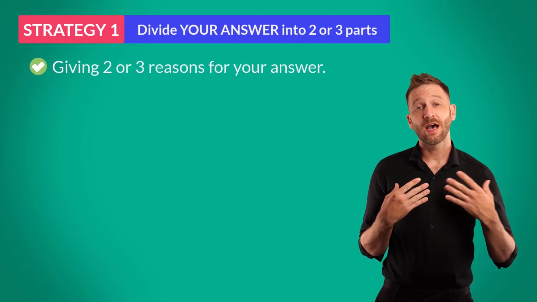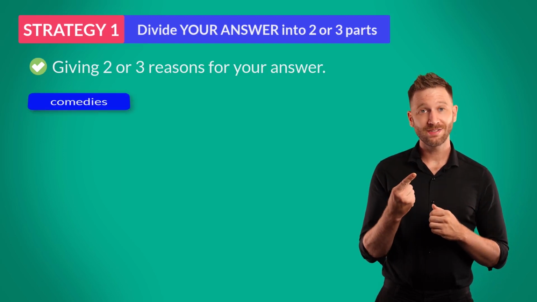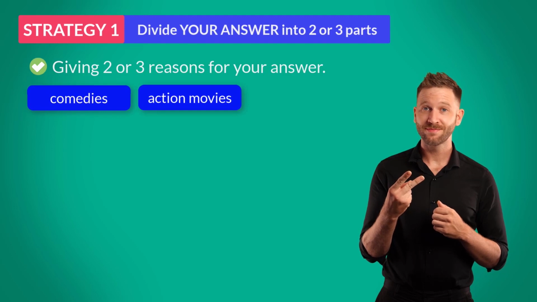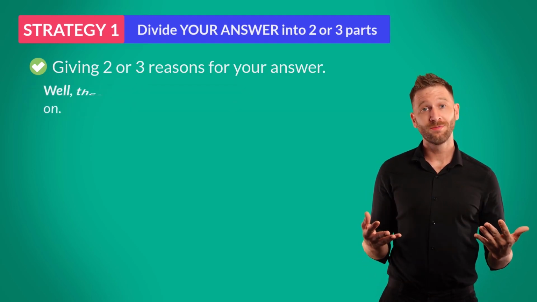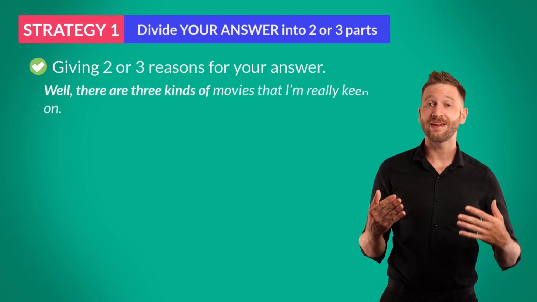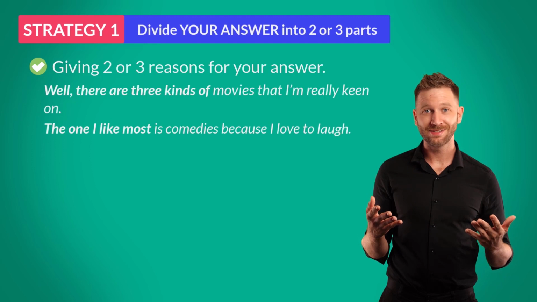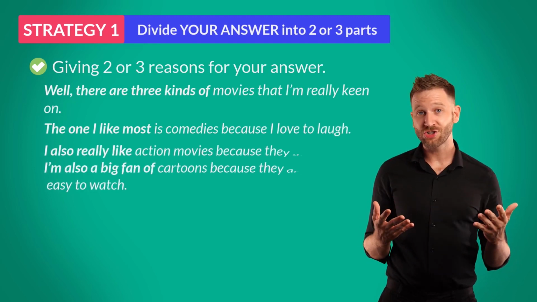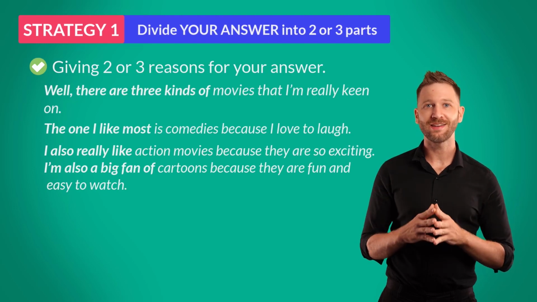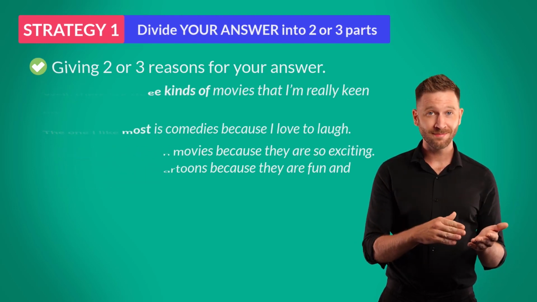For my answer, I will say that my 3 favorite kinds of movies are comedies, action movies, and cartoons. My answer is, well, there are 3 kinds of movies that I am really keen on. The one I like most is comedies, because I love to laugh. I also really like action movies because they're so exciting. I'm also a big fan of cartoons because they're fun and easy to watch.